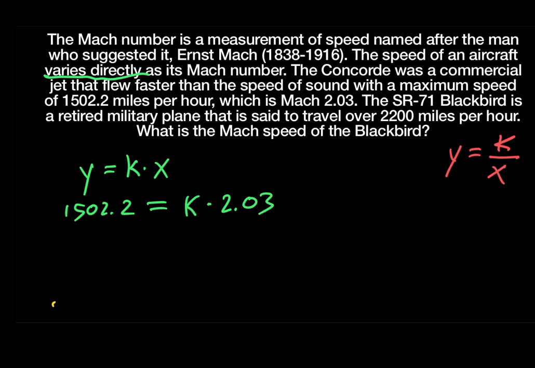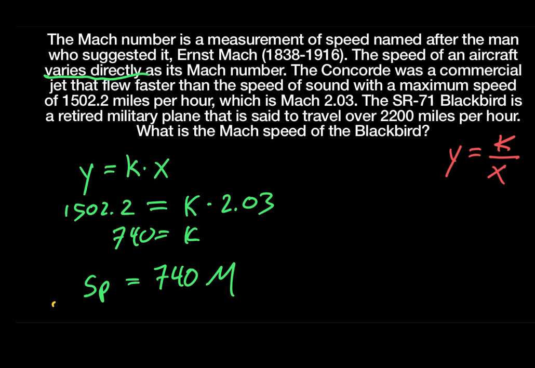So then there's a K, constant of variation, in there. And I can find that by dividing 1502.2 divided by 2.03. My K is 740. So my equation is, and if I want to make it Y, I can do that, or I can say speed equals 740 m for Mach number. Now it actually can tie into what's going on up there instead of always just being Y's and X's.